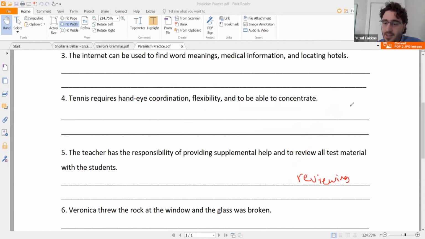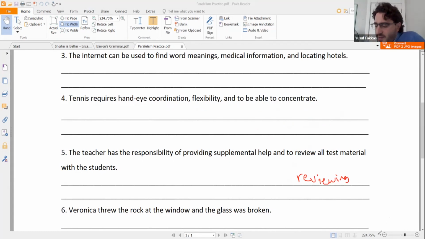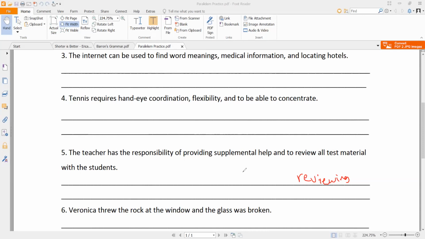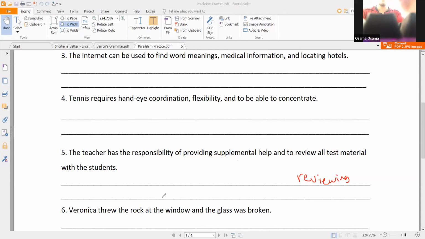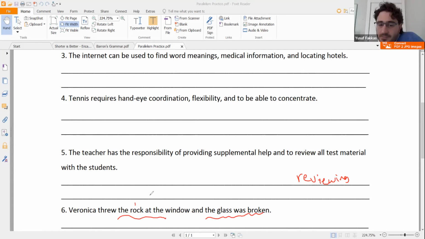Number 6. Usama, can you do it for us? Veronica threw the rock at the window and the glass was broken. First of all, can you tell me what the problem we have here is? Yes. The sentence starts with threw the rock, but then the second part of the sentence says was broken. So we have active and passive in the same sentence. Exactly. How can we make it parallel now?